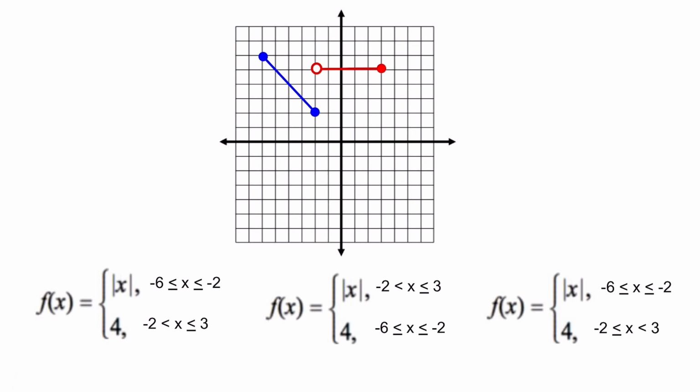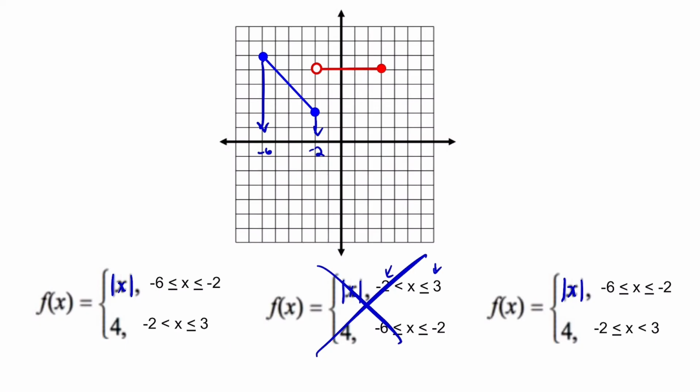Okay, let's do one more. So we have 2 graphs here. The first one is the same, absolute value of x. I'll just color code it. That's your blue one. So let's take a look. I want to know which domain goes with my blue graph. When does it start? When does it stop? Okay, well, it starts at -6, stops at -2. So that gets rid of this choice here.